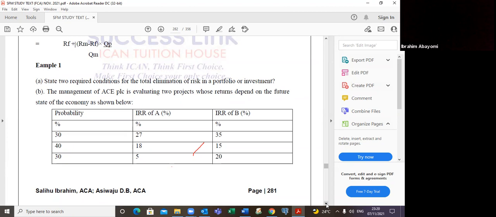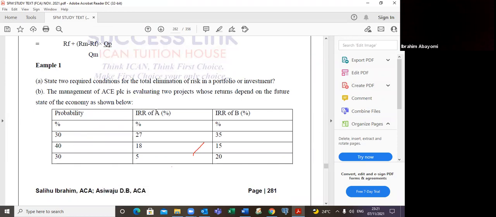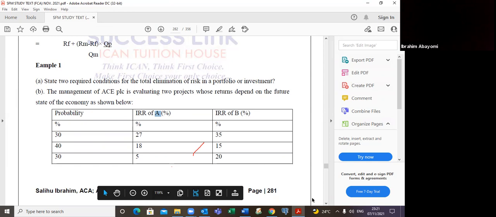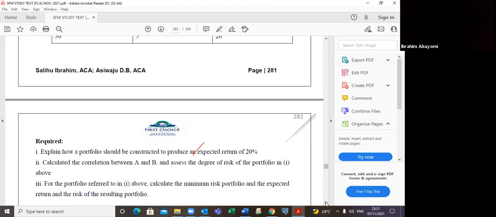B, the management of A's PSC is evaluating two projects whose return depend on the future state of the economy. We have probability. This is the internal rate of return. It simply means return on A, and this is return on B. It's a short question. Explain, that's the requirement. Explain how a portfolio should be constructed to produce an expected return of 20%.